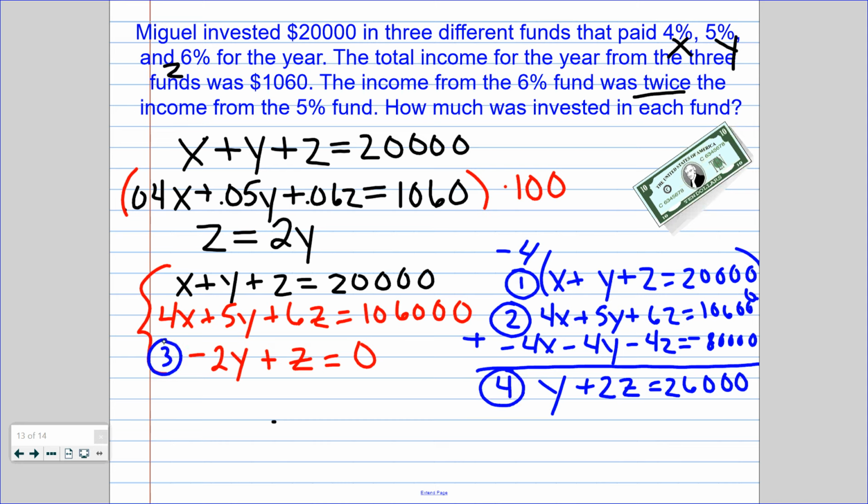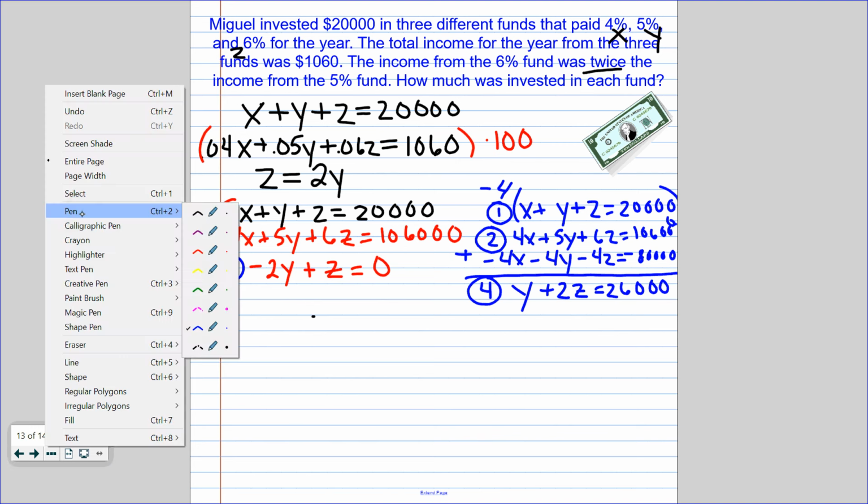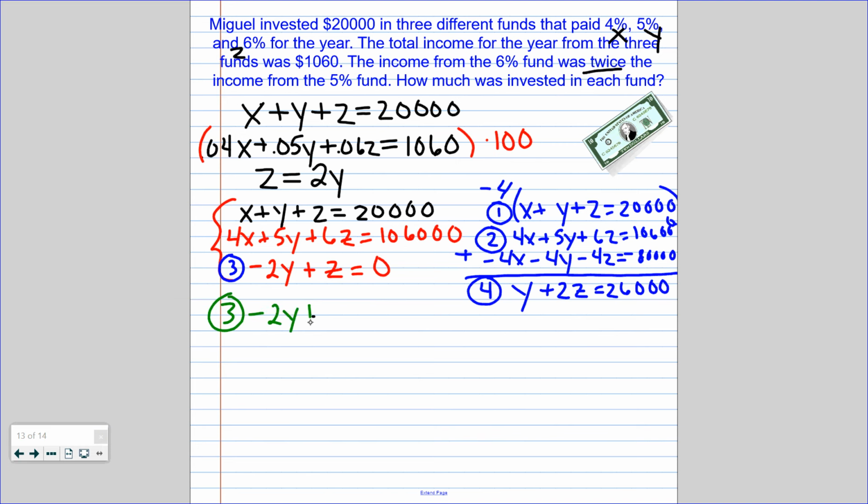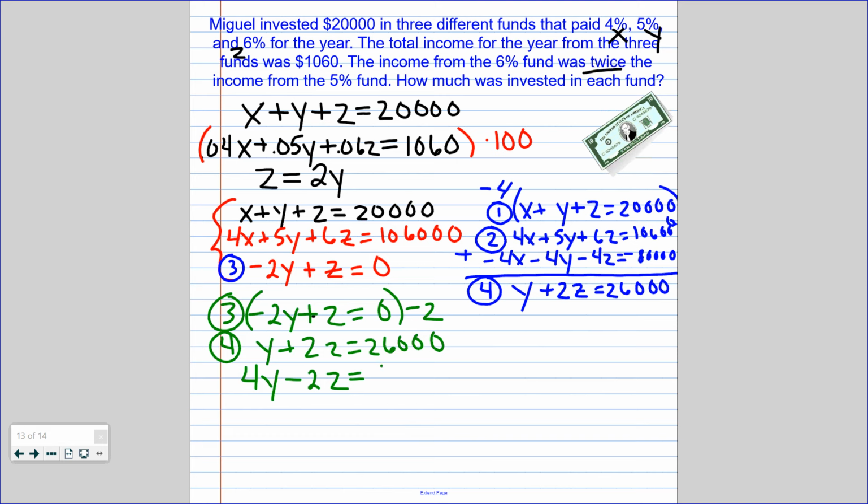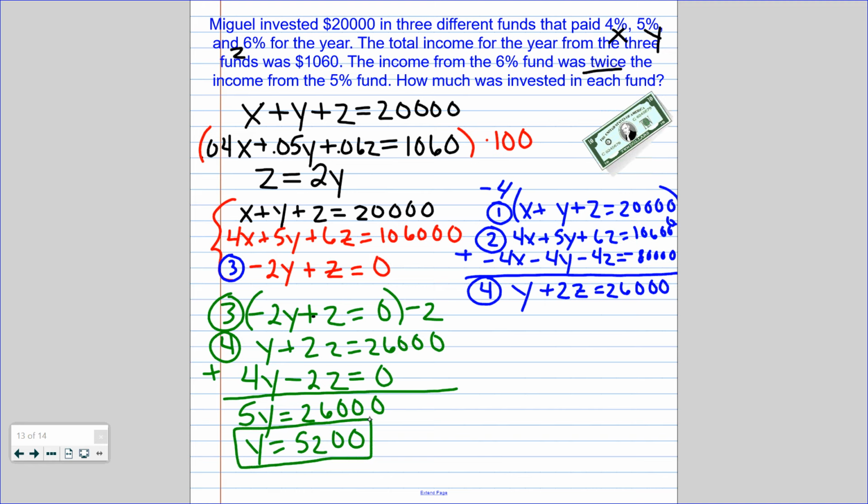Equation 4 and equation 3 now both have the same 2 variables. So at this point, I can combine them together. Let's do that. Equation 3, negative 2y plus z equals 0. And equation 4, y plus 2z equals 26,000. I'm going to multiply the top equation by negative 2. I don't want to multiply the bottom equation here because those numbers are just getting a little big. I don't want to make it crazy. Top by negative 2 is going to give me a 4y, a negative 2z, and again a 0. Add those equations together. I'm going to have a 5y equals 26,000. And then divide by 5. y is 5,200. So that's the amount we're investing at 5%, $5,200.